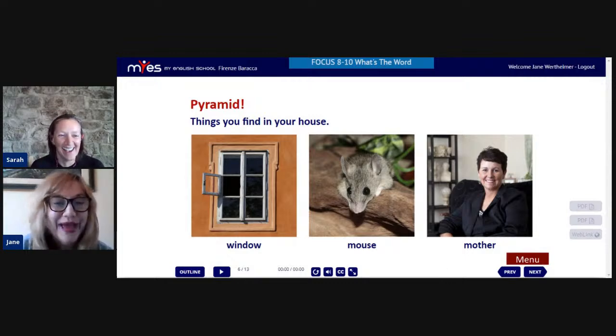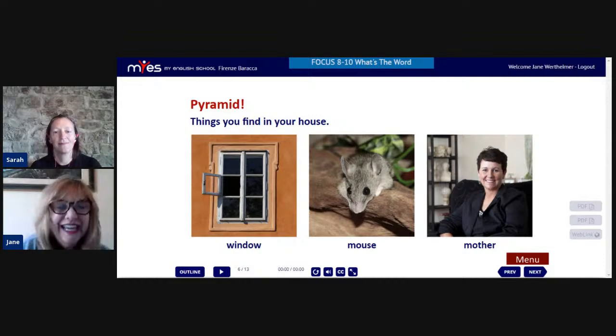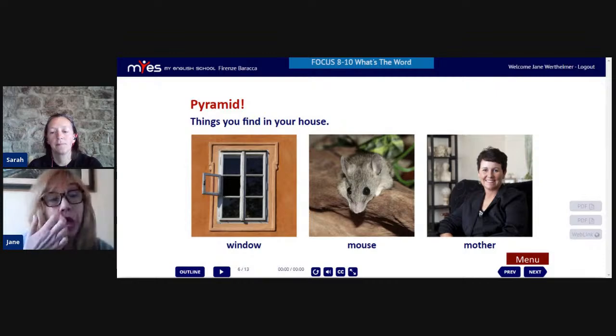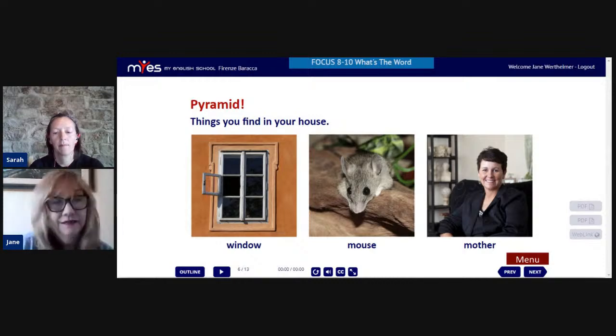God, I'm rubbish at this game. So I could say for the mouse, I would say it's small. It squeaks. That's the noise it makes. Ah, that's interesting. It lives in the house sometimes. It's unwanted. It's not a pet. And elephants are afraid of them.